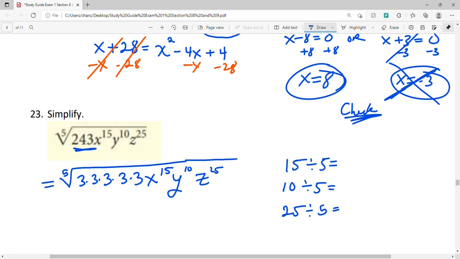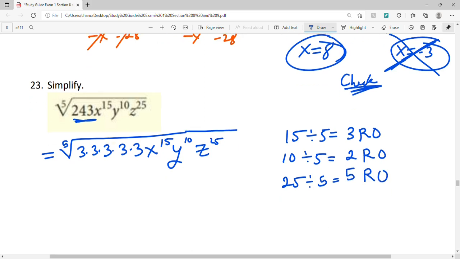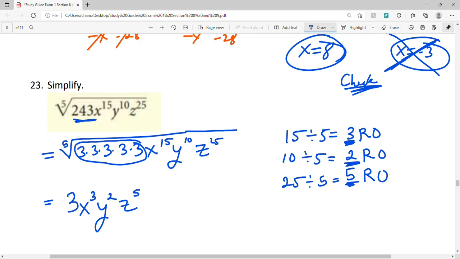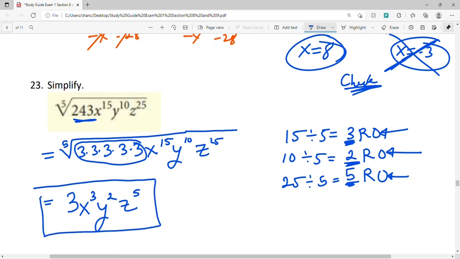15 divided by 5 is 3 remainder 0. 10 divided by 5 is 2 remainder 0. And 25 divided by 5 is 5 remainder 0. So I could look for my groups of 5. So we have 1 there. So that's 3. X cubed because of this 3, y squared because of this 2, and z to the 5th because of this 5. There is no radical left inside because we have a remainder of 0 for each one of these. So that's it. It simplifies to 3x cubed y squared z to the 5th.